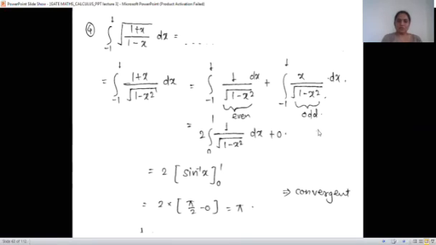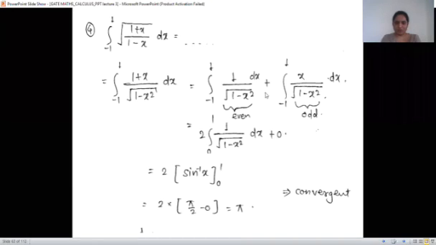Next, integration minus 1 to 1, root of 1 plus x upon 1 minus x. So what we do here is multiply numerator and denominator by root 1 plus x. So multiplying by root 1 plus x, we get numerator 1 plus x upon denominator root 1 minus x square, since 1 plus x times 1 minus x. Right? So separating, it is 1 upon root 1 minus x square plus x upon root 1 minus x square, from minus 1 to 1.